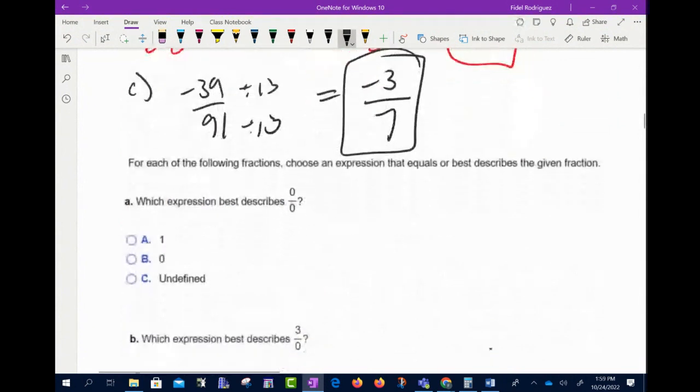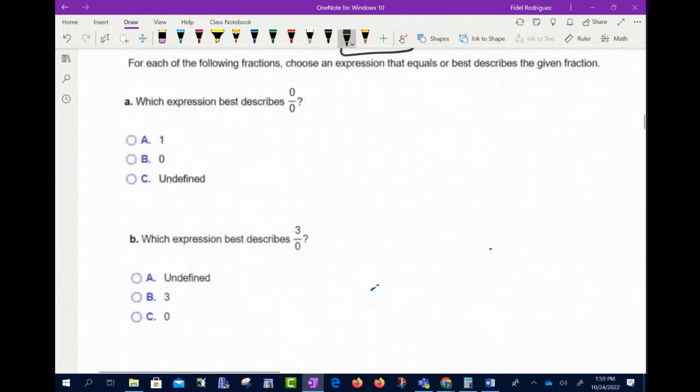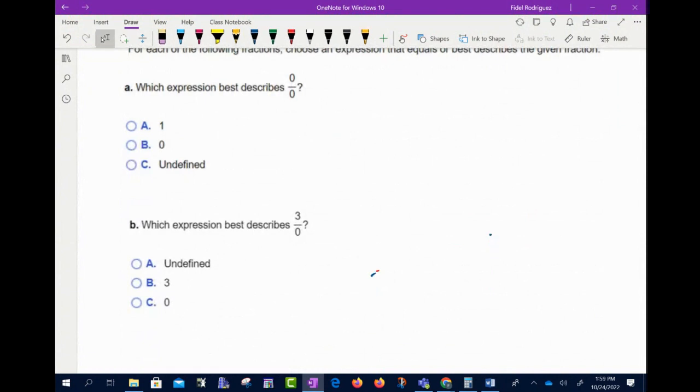All right. So I'm going to keep moving along here, y'all. I'm going to hold off on part A. I'm going to come back and do part B right now. Okay, it says, which expression best describes 3 divided by 0? Before I do that, if I were to ask you, what's 24 divided by 6? I think we would all say 4. And if I said, well, why is it 4? Well, you would say 6 times 4 is going to give me 24, right?